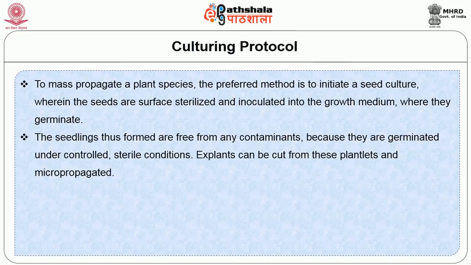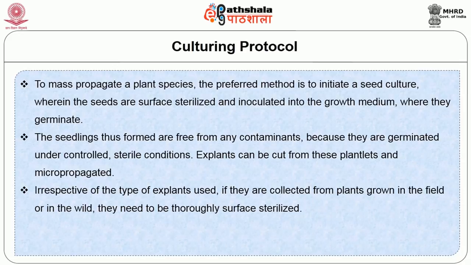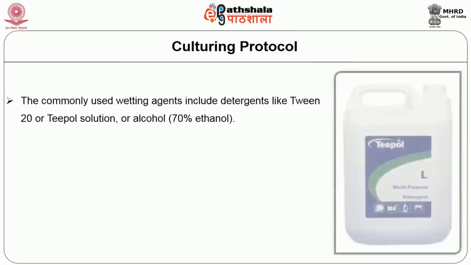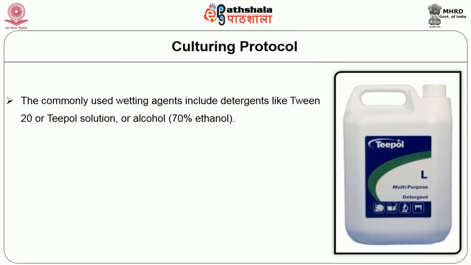Irrespective of the type of explants used, if they are collected from plants grown in the field or in the wild, they need to be thoroughly surface sterilized. If the explant has a waxy coating, one should also use a wetting agent before the sterilant to ensure good contact of the sterilant with the surface of the explant. The commonly used wetting agents include detergents like Tween 20 or Teepol solution or alcohol at 70% concentration.